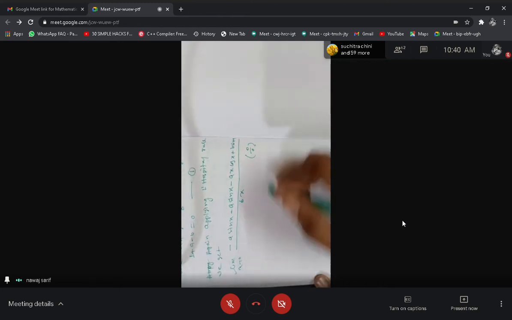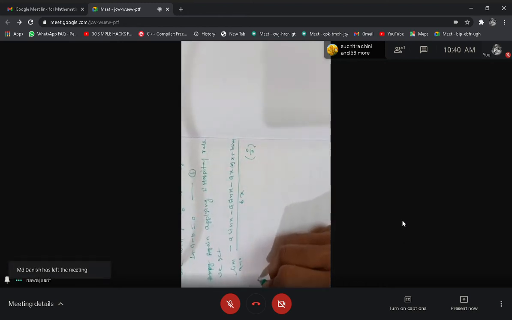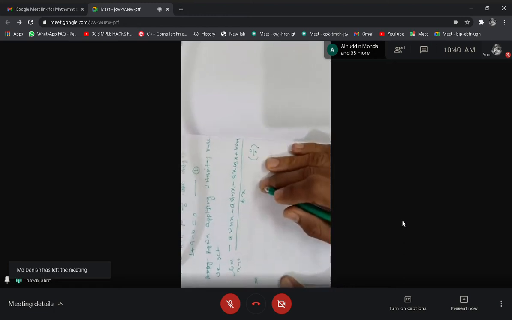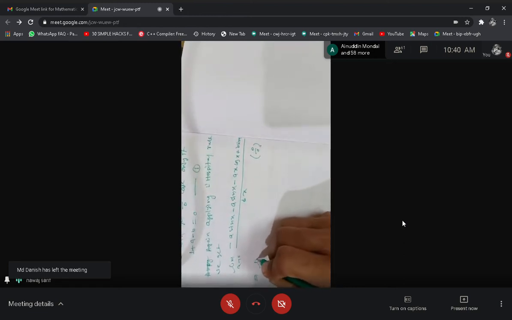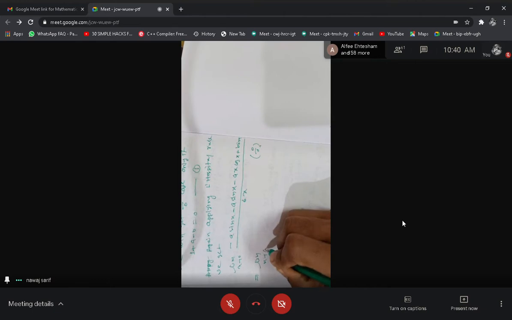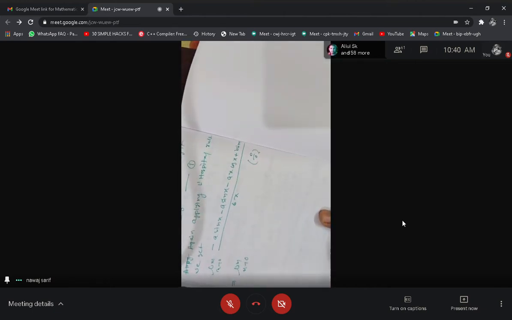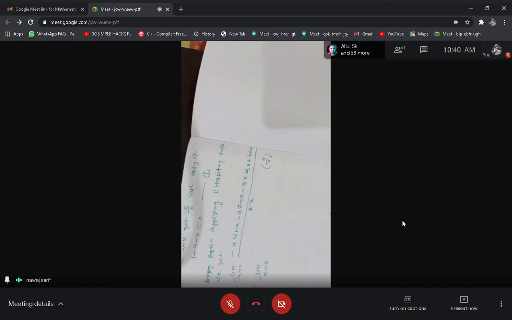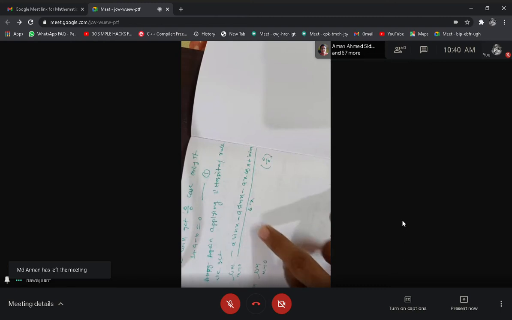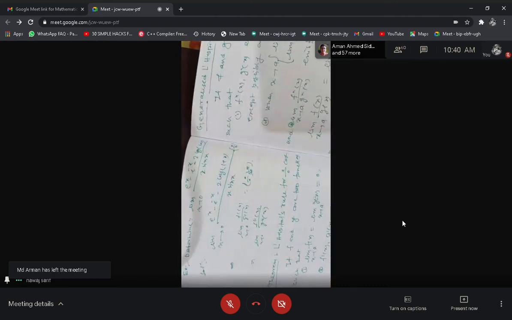Okay, so again, just simplify this equation. Limit, is this derivative correct? So just check on your own. Is this minus a sin x?